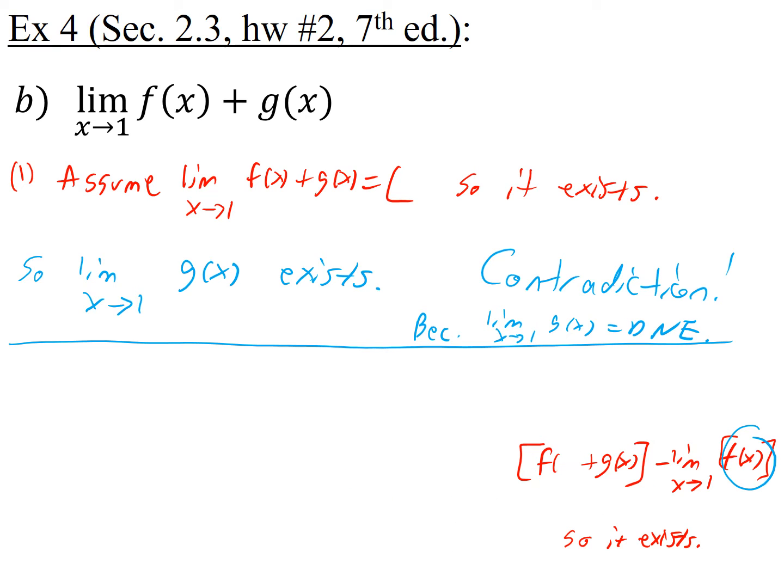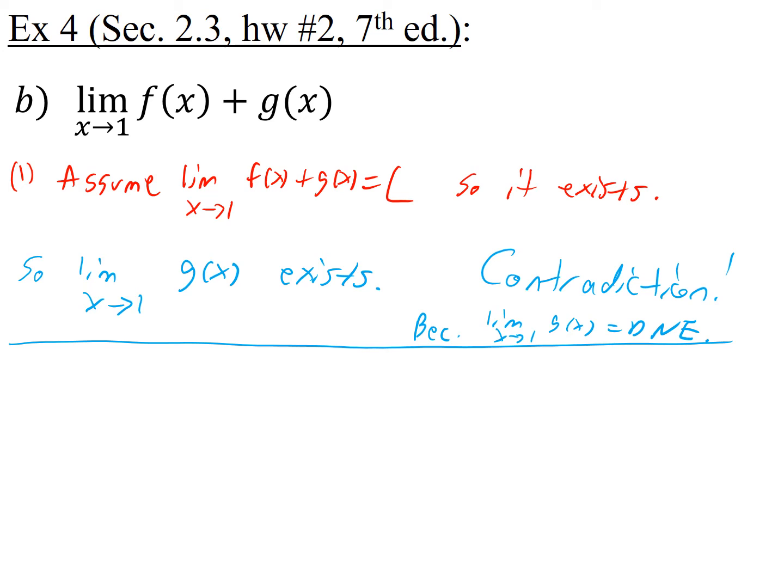And then I said, well, if the limit as x goes to 1 of f plus g exists, and we already know that the limit as x goes to 1 of f exists, then when you subtract those functions, the subtraction limit law will tell me that the limit of f plus g minus f must exist. But that's just the limit of g. So we conclude that the limit of g exists, but we know the limit of g doesn't exist from the graph.